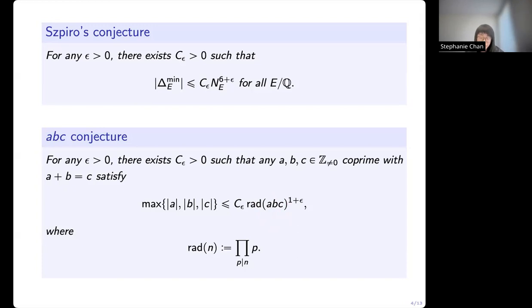As I briefly mentioned before, the conductor is a product of bad primes, and usually these primes should have multiplicative reduction. So the conductor is usually, in some vague sense, very square free. So this conductor is in some vague sense very closely related to the radical of the discriminant.